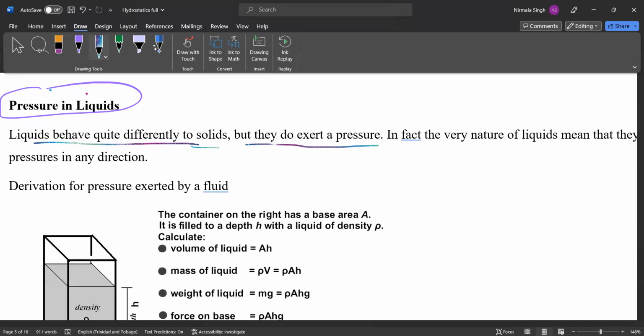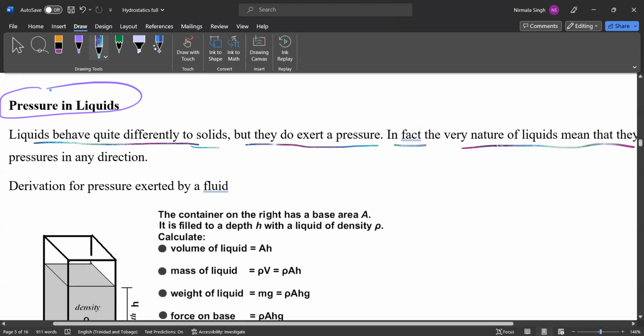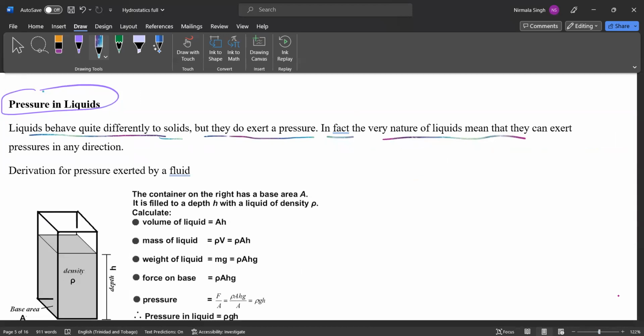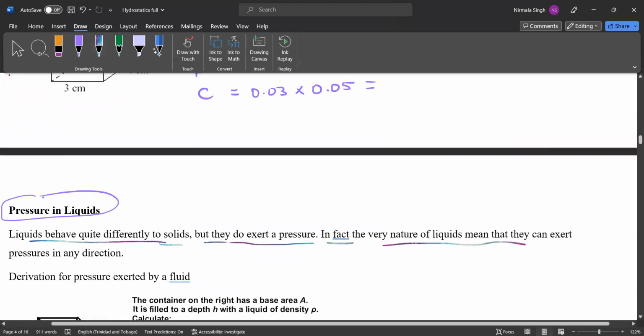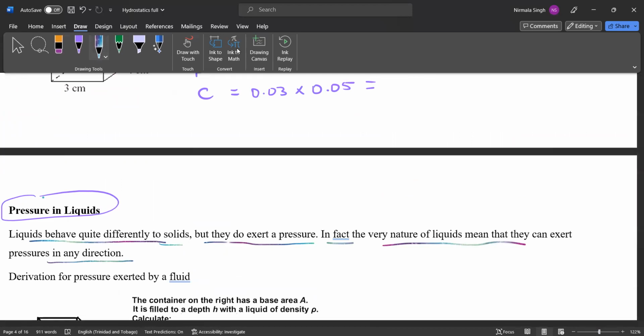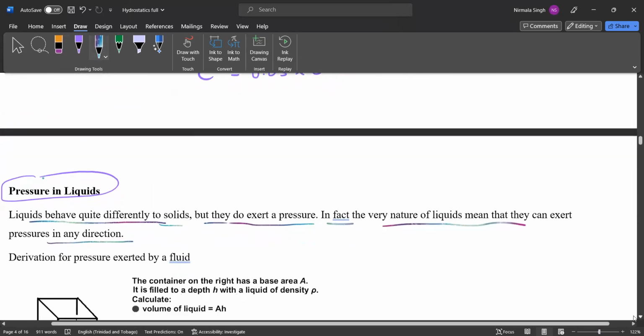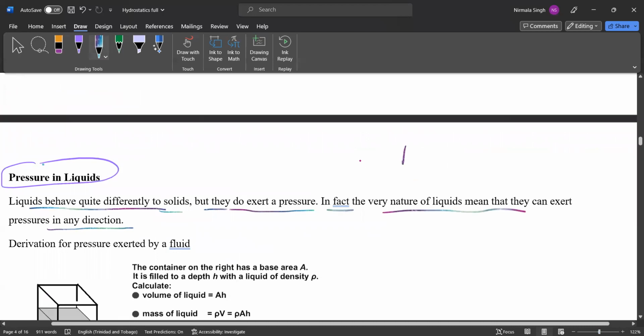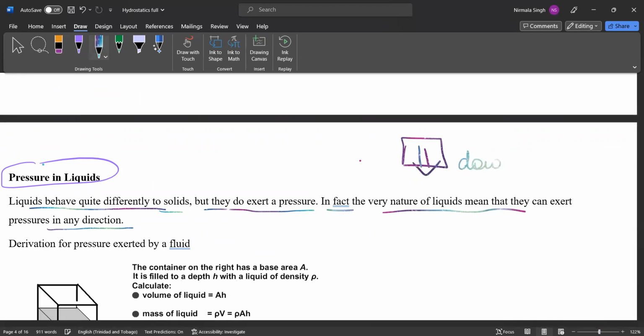So let's continue reading. In fact, the very nature of liquids means that they exert pressures in any direction. So this is one thing you have to learn about pressures in liquids. They are exerted in any direction. Different to pressure due to solids. Why is pressure due to solids different? Because the pressure acts downward. Why does it act downward? Because of weight, right? Weight and gravity act downward. So for solids, our pressure is going to act downwards.